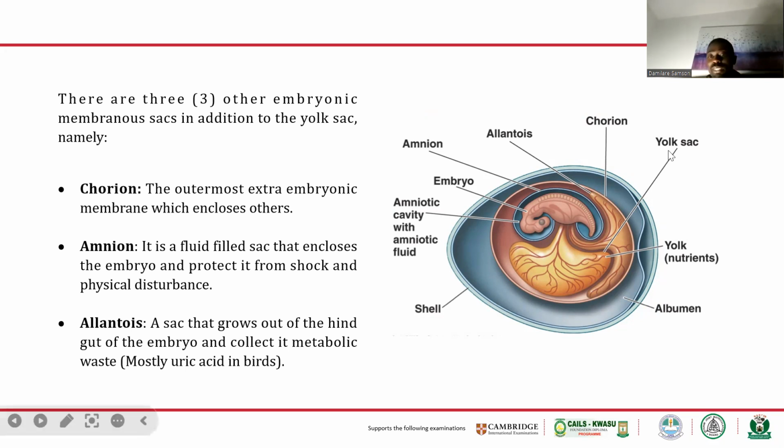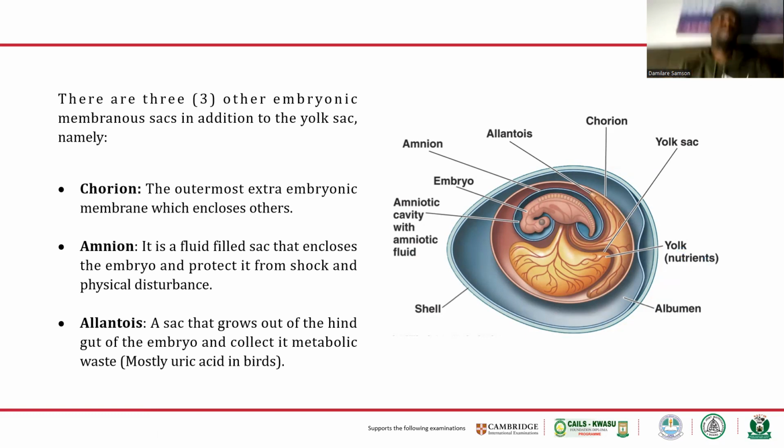You can see the diagram here. You can see the chorion. You can see the allantois. You can see the amnion. You can see the embryo itself developing. You can see the amniotic cavity within the amniotic fluid. You can see the shell protecting the egg. You can see the albumen, and you can see the yolk, which is the nutrients. So let's take them one after the other and talk about them so you'll be familiar with them.